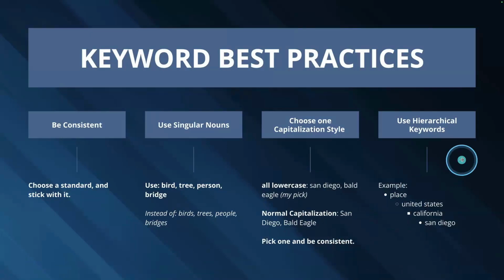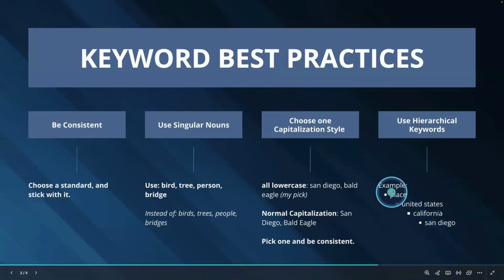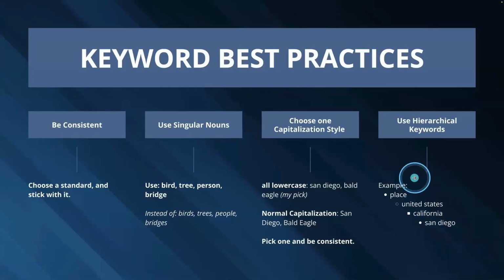When you're using hierarchical keywords, group them together in whatever feels most intuitive to you. So you could start with a top level place, then United States, California, San Diego, or trips, Canada, British Columbia, and so forth. So you can do things like that.